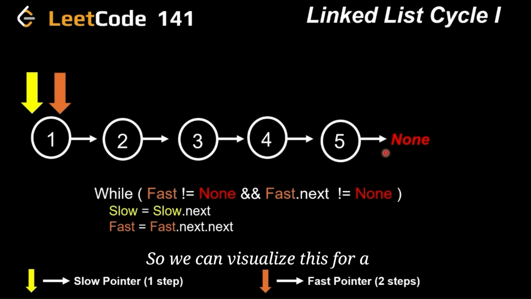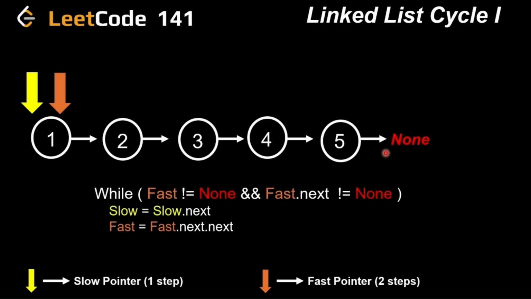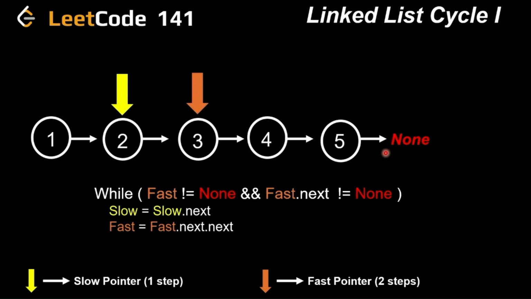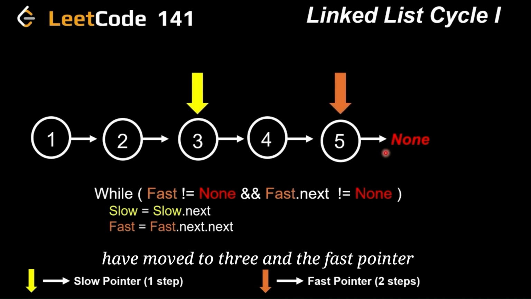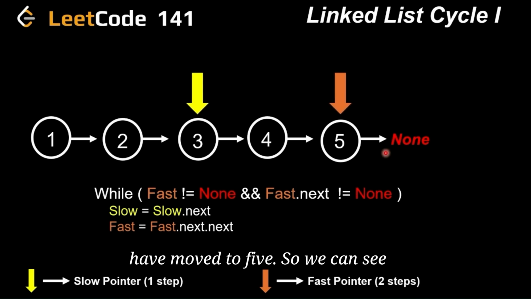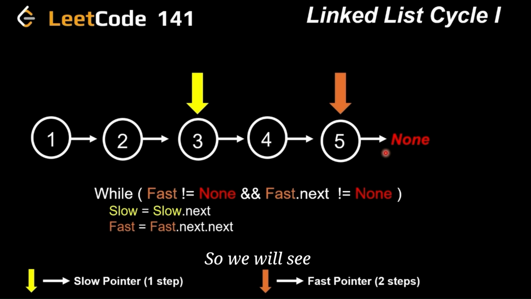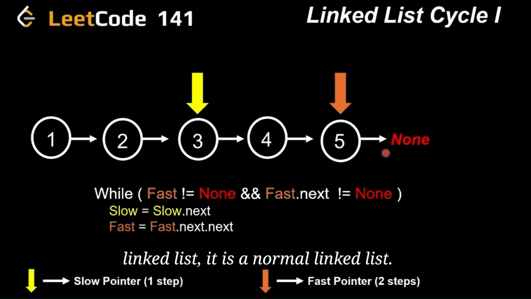We can visualize this for a normal linked list. We can see that the slow pointer now moves to 2 and the fast pointer has moved two steps to 3. In the next turn, the slow pointer has moved to 3 and the fast pointer has moved to 5. We can see that the fast pointer's next pointer has become none, so it will get out of the loop. Thus, if the pointer reaches the end of the linked list, it is a normal linked list.